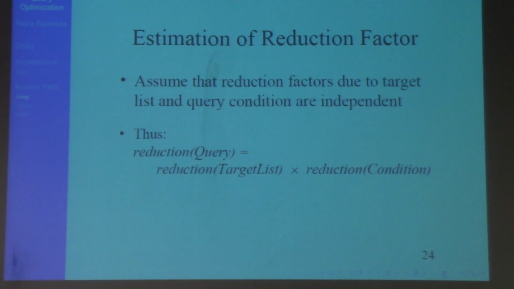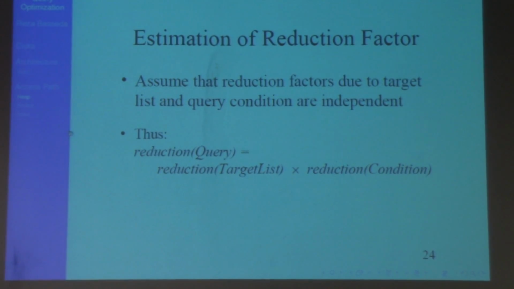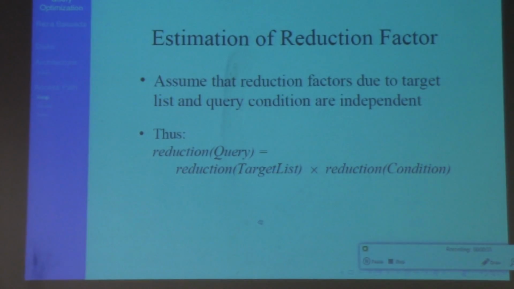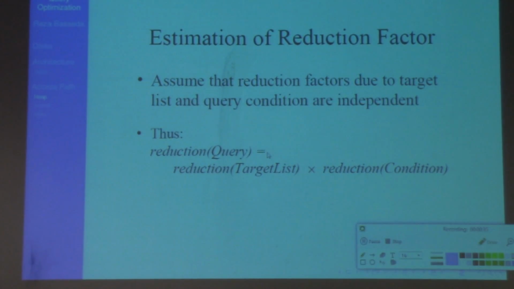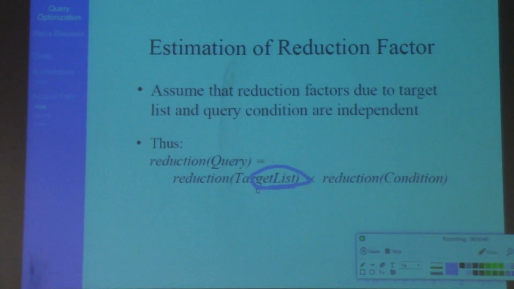So suppose that this target list, which is a list of the columns that you wanted to extract from the select, is independent of the reduction. So in that case, the reduction of the whole query will be the reduction of the target list multiplied to the reduction of the condition. So now our job is just computing the reduction of the condition first.